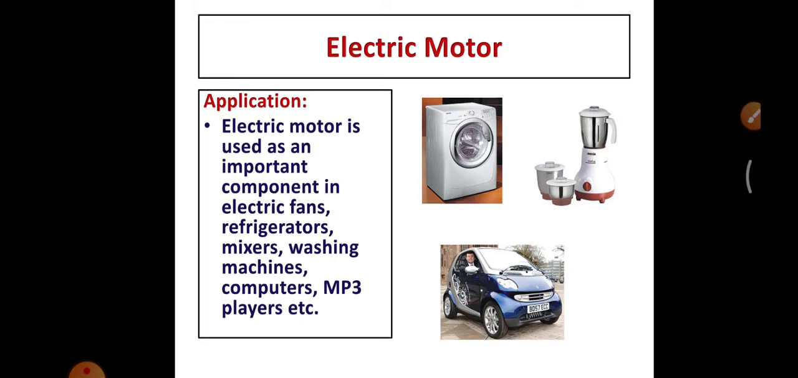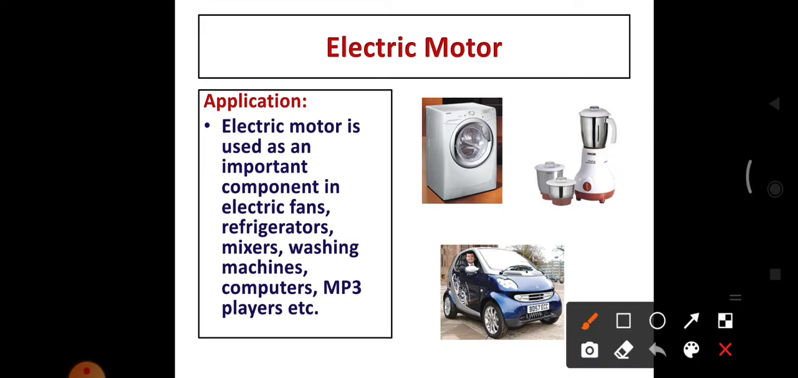The application of electric motor. Electric motor is used as an important component in electric fan, refrigerators, mixers, washing machines, computers, MP3 players and so on. In a car also the electric motor is used. So these are the applications of electric motor.